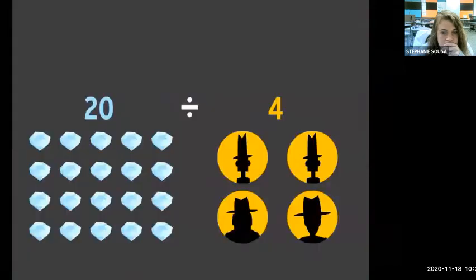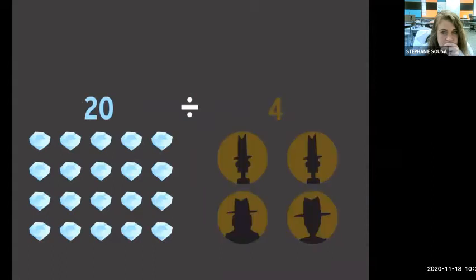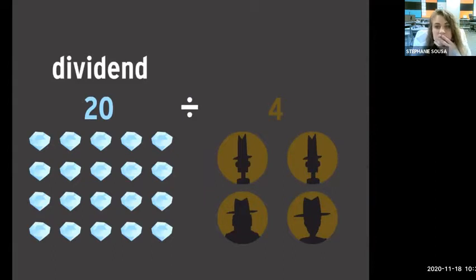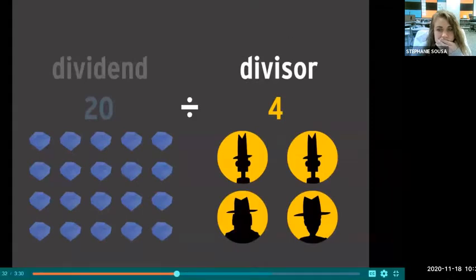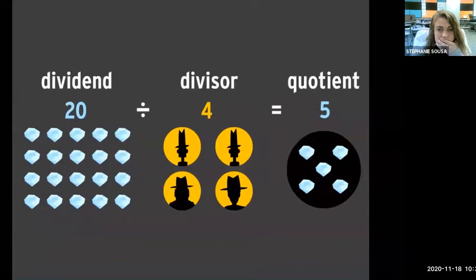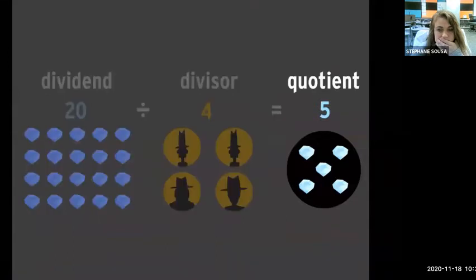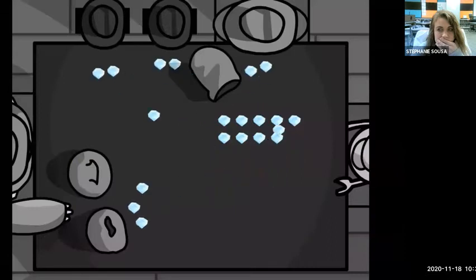Well, in division, all these numbers have special terms. The number being divided is called the dividend. Here, the dividend is 20 for our 20 diamonds. The number you're dividing by is called the divisor. Here, the divisor is 4, since we have 4 people. And the answer you get is called the quotient. Our quotient is 5. So each of us gets 5 diamonds.